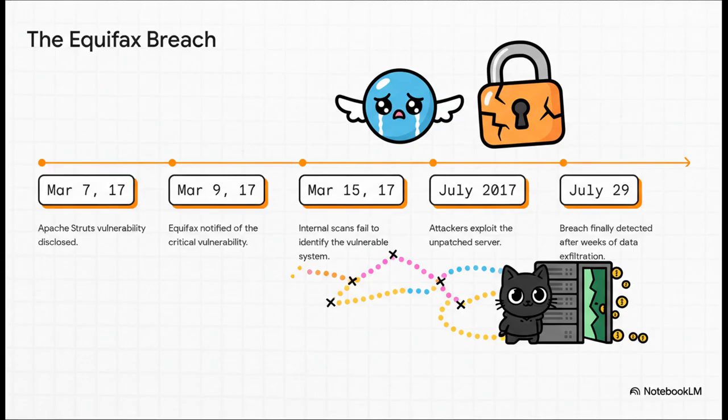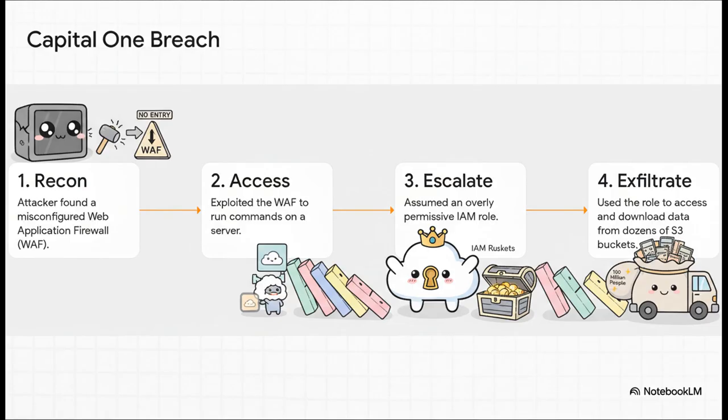Fast forward 2 months, attackers exploited that exact vulnerability and just walked away with the personal data of nearly 150 million people. The Capital One breach is just a perfect example of how one small mistake can cascade into an absolute catastrophe. It all started with a misconfigured web application firewall. That one little crack gave an attacker a foothold. From there, they found the real jackpot, a cloud access role with way too many permissions. That single role was literally the key that unlocked dozens of data buckets, leading to the theft of over 100 million customer records. It was a chain reaction, all kicked off by one tiny misconfiguration.